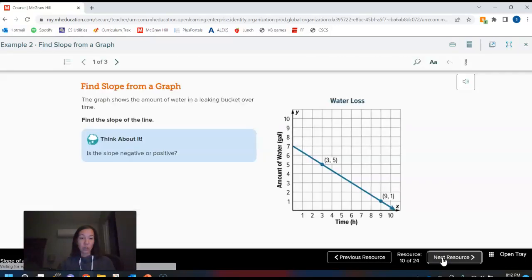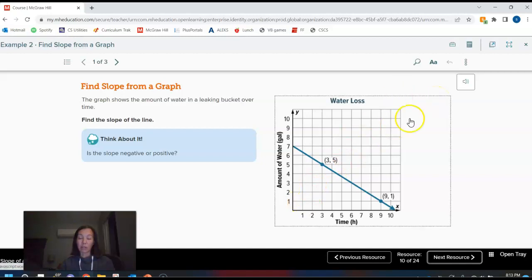This one shows the amount of water leaking in a bucket over time. This is not a proportional relationship because remember, if it's proportional, it starts and goes through the origin. And we were really looking at ones that went up to the right. So direct variation, all the ones we had were sloped positively.